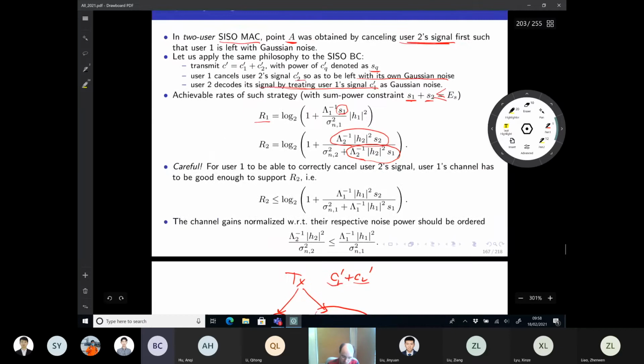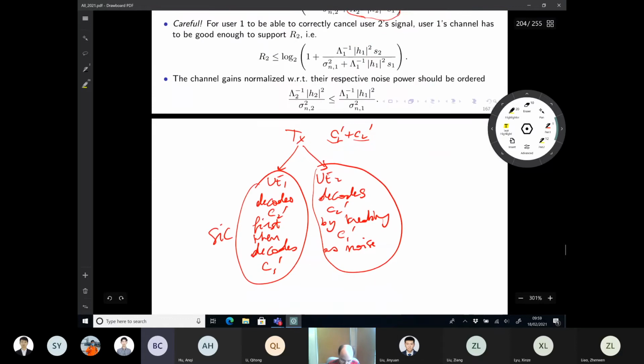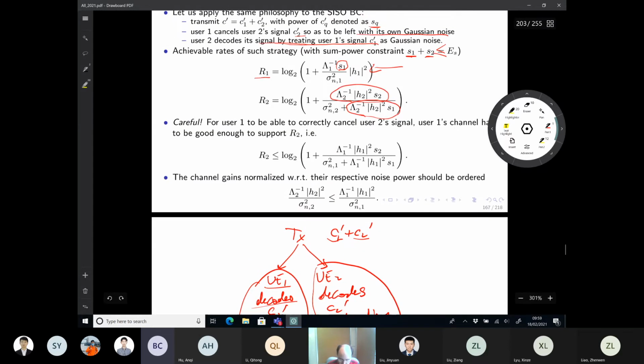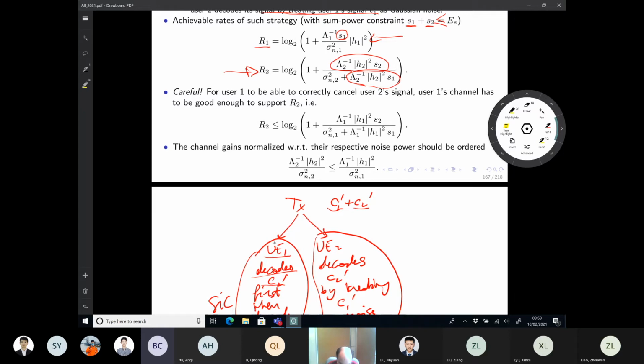If you do that, you get this relationship, right? Now we have to be very careful about that because doing that assumes that, to achieve that rate, user 1 is actually able to decode, right? User 1 has to decode C2 prime. So user 1 is able to decode user 2 signal, right? That's very important. But the user 2 signal is transmitted at this rate, right? So that means that user 1, when he decodes user 2, is able to decode user 2 signals that are being transmitted at this rate. Right?